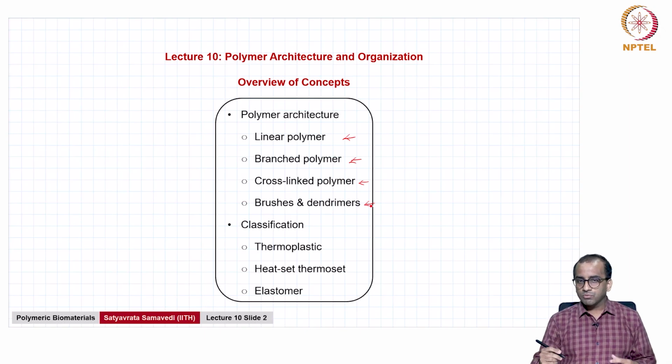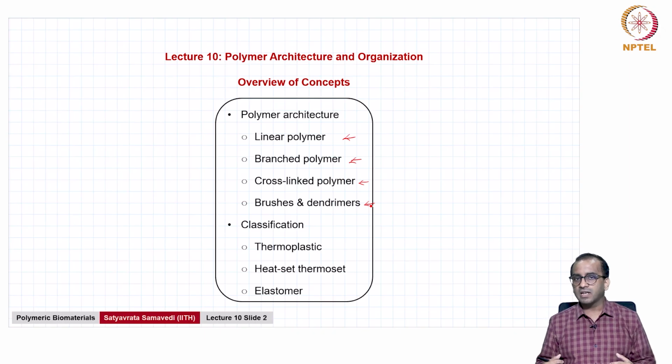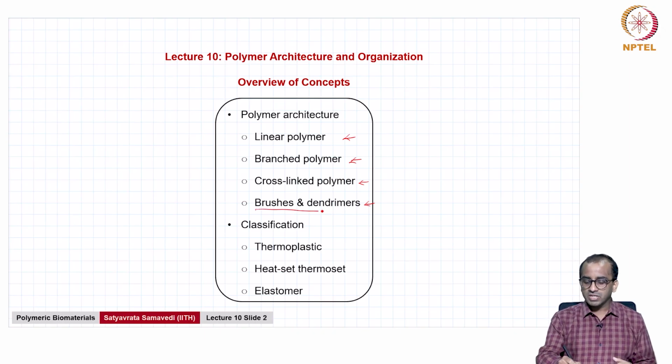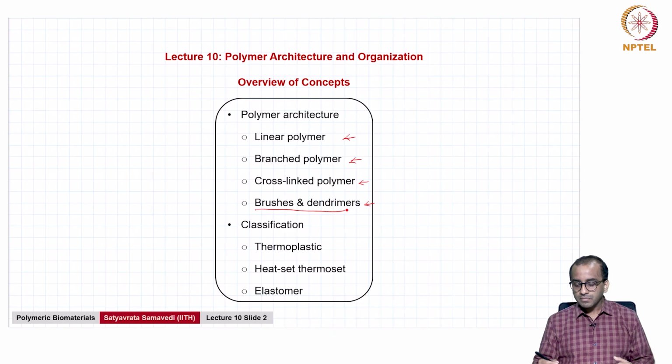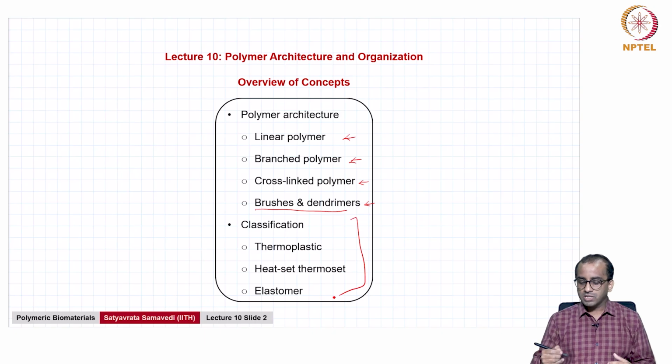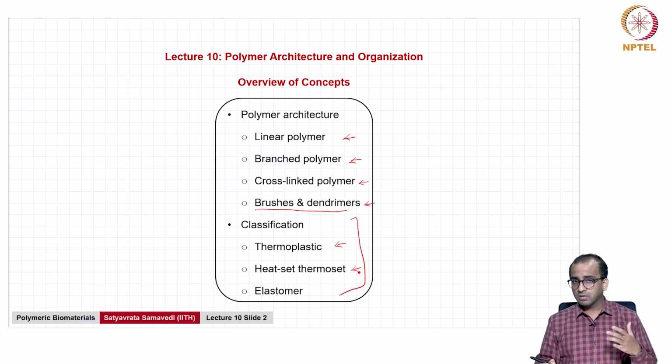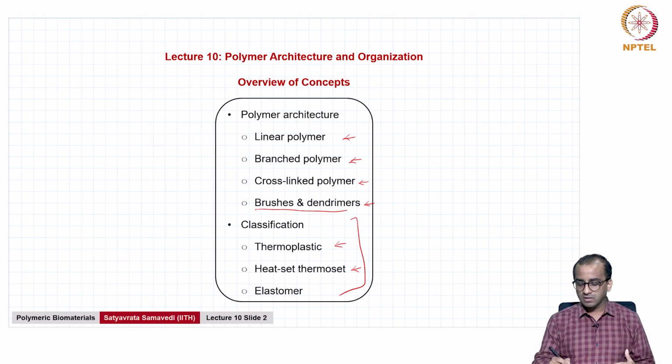We will also look at two specialized types of architectures particularly useful in biomedical engineering and in clinical applications, which are brushes and dendrimers. And then we will end with trying to understand classes of materials or polymers based on them being either thermoplastic or a thermoset or a heat set thermoset or an elastomer.